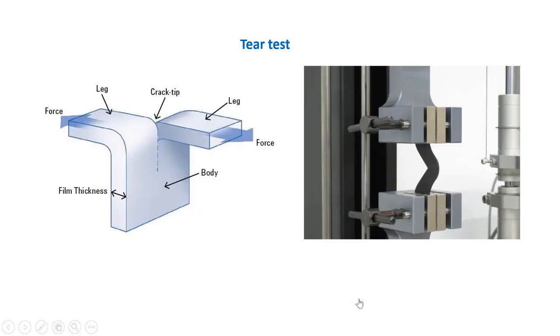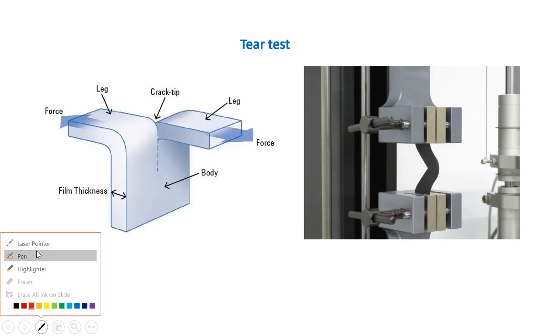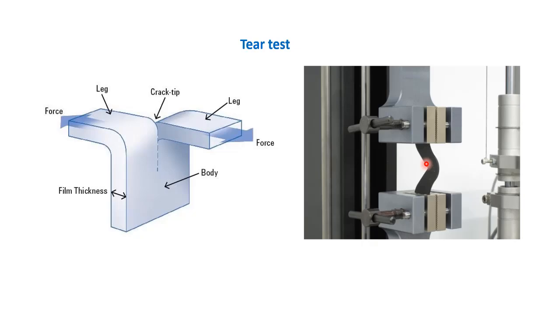Yeah, so here is the tear test. Here we have a particular specimen in the form you can see here. We have a notch here, and as we apply the force, the stress will be concentrated in the region of the notch. Ultimately it will start the crack initiation, and upon application of load, it will get torn, or basically fracture will happen.